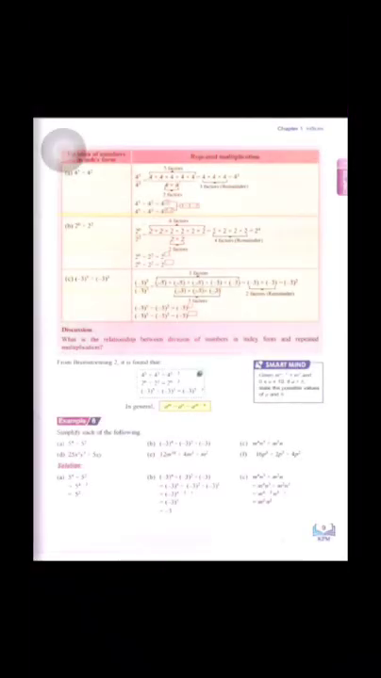Thank you, everyone. We will look at example 8. Simplify each of the following. A, 5 to the power of 4 divided by 5 to the power of 2. So we have the same base, right, which is 5. So we just minus the index, which is 4 minus 2, we'll get 5 to the power of 2.